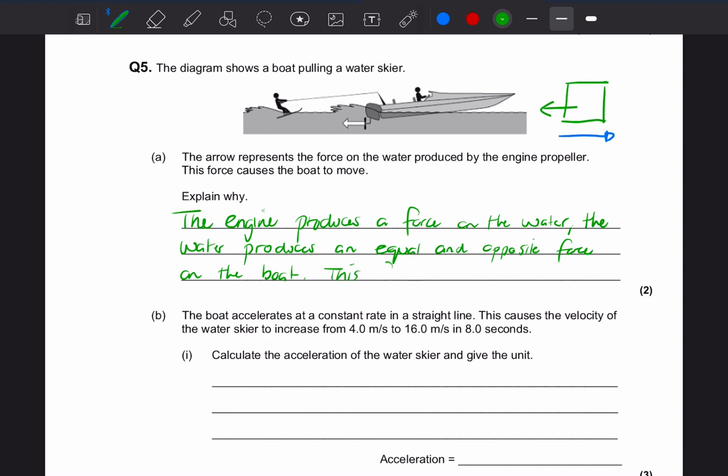This force is in the forwards direction, so the boat moves forwards, and obviously the water is pushed backwards.